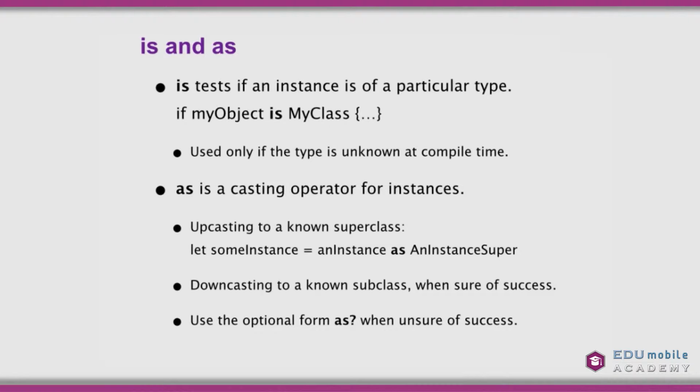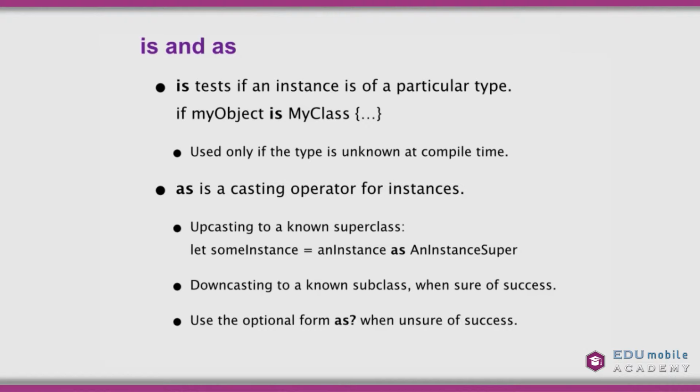As is a casting operator for instances. We can upcast or downcast using as. Upcasting to a known superclass will always work. And we do this using a syntax like let someInstance equal an instance as the instance's superclass, whatever the superclass of that instance is. So we can upcast, and this will always work.